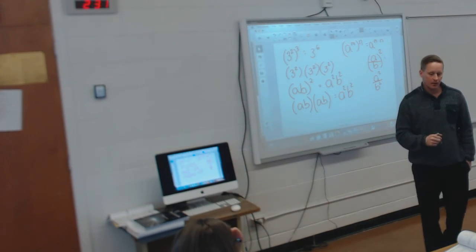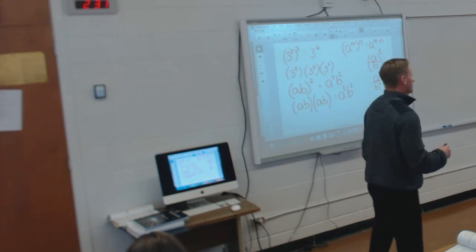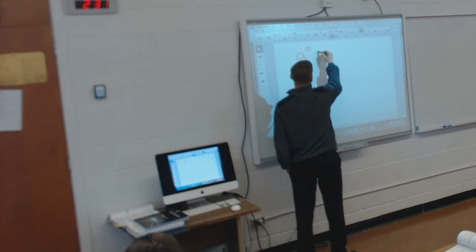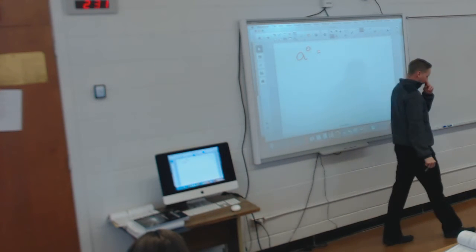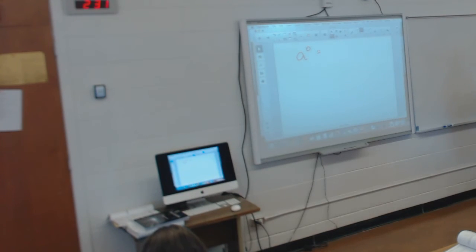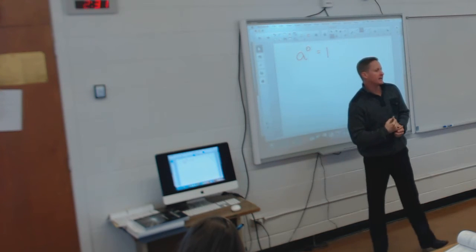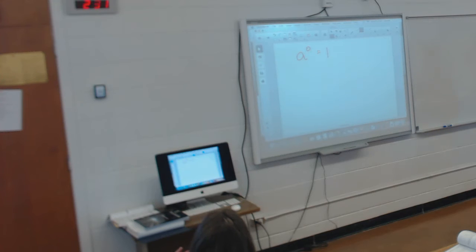Now, these are the pretty standard ones I've given you so far. There's two other majors. E to the 0. What is the value of any exponent to the 0? 1. It's not nothing. It's important that we know that. Anytime you have an exponent 0, your answer is 1.